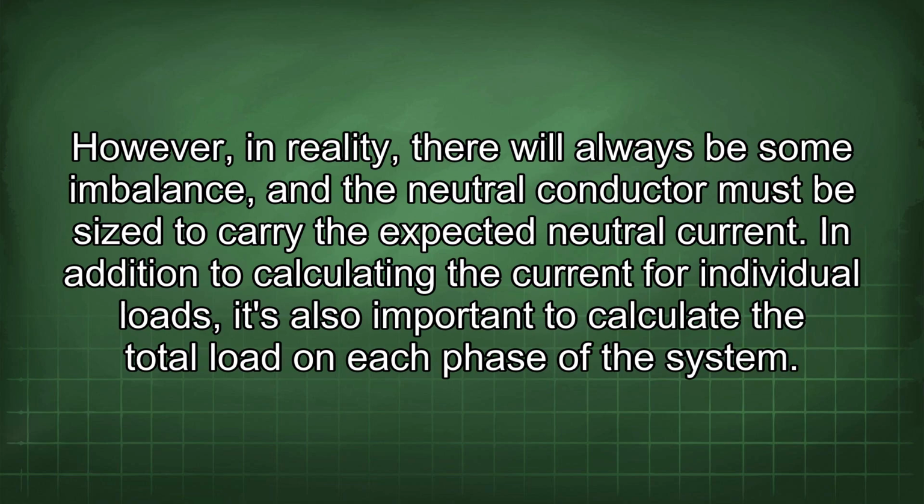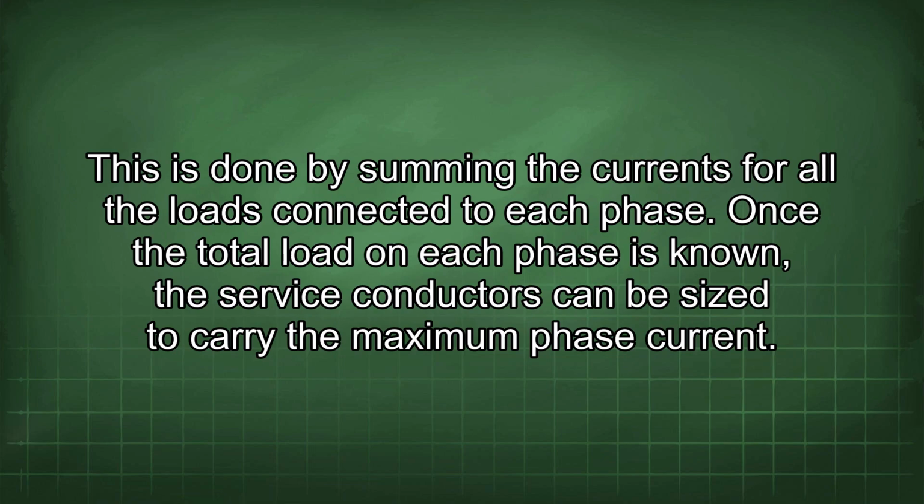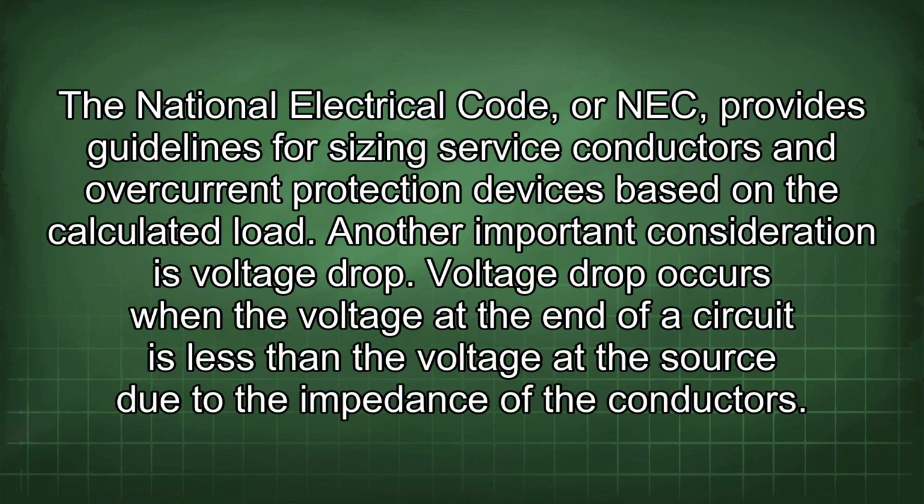However, in reality, there will always be some imbalance, and the neutral conductor must be sized to carry the expected neutral current. In addition to calculating the current for individual loads, it's also important to calculate the total load on each phase of the system. This is done by summing the currents for all the loads connected to each phase. Once the total load on each phase is known, the service conductors can be sized to carry the maximum phase current.